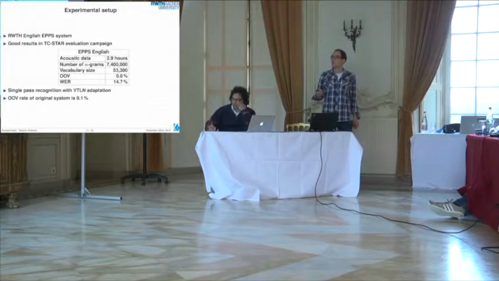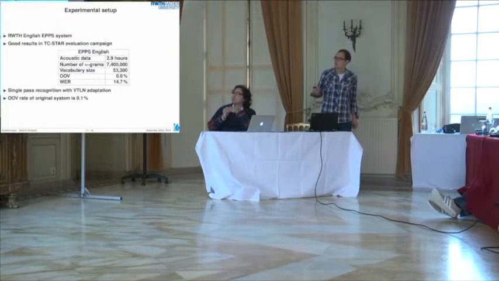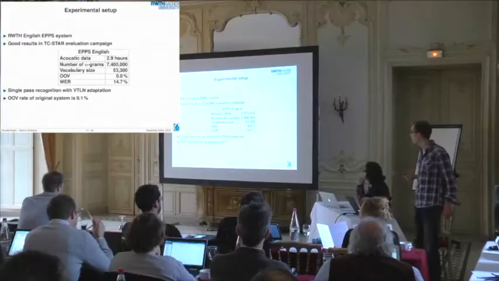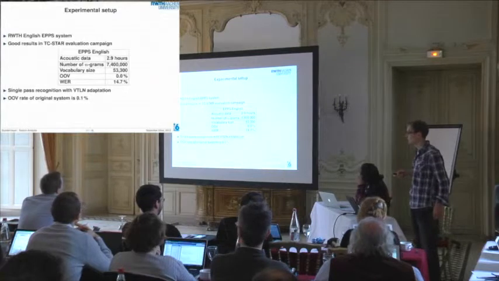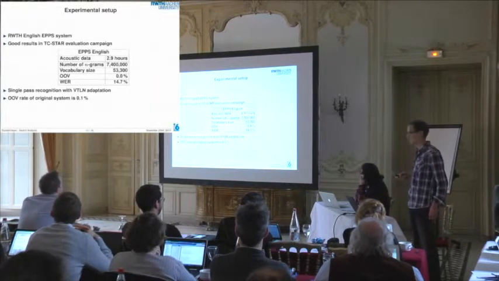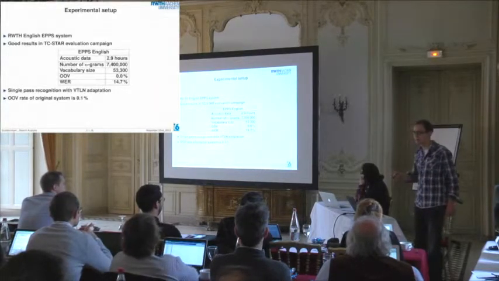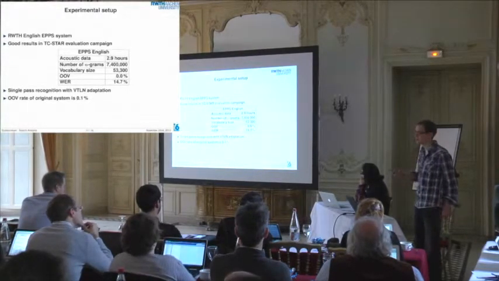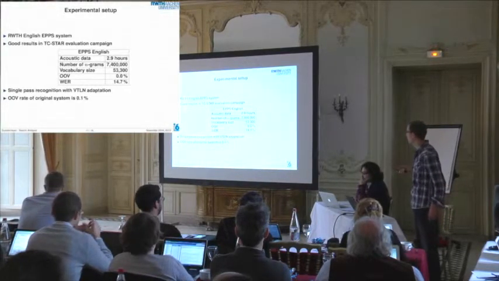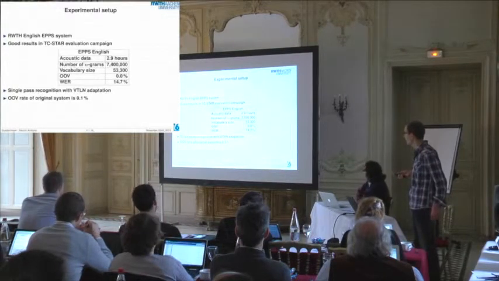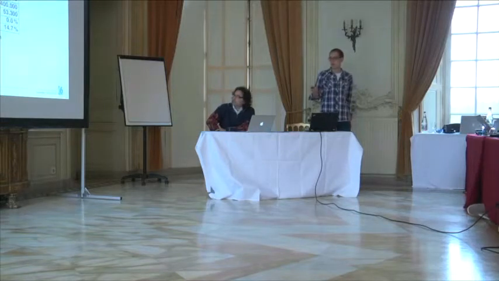The vocabulary size is around 50K, and the OOV rate is 0.0, and this results in a word error rate of 14.7%. I should mention that we intentionally decreased the OOV rate to 0%. The reason is that this is beneficial for the experiments, as you will see very soon for the analysis. So then we don't have to deal with the effects of out-of-vocabulary problems. And we just did a single pass recognition with VTLN adaptation.